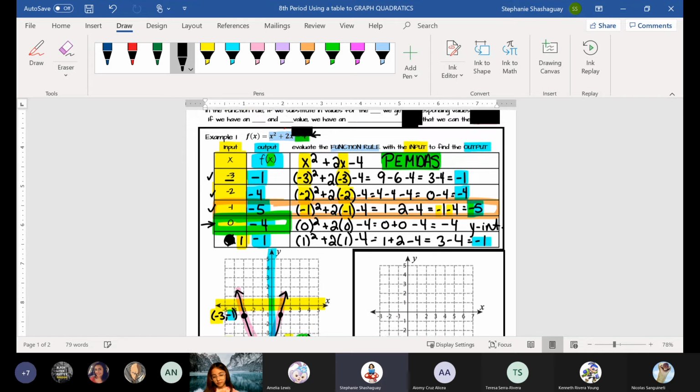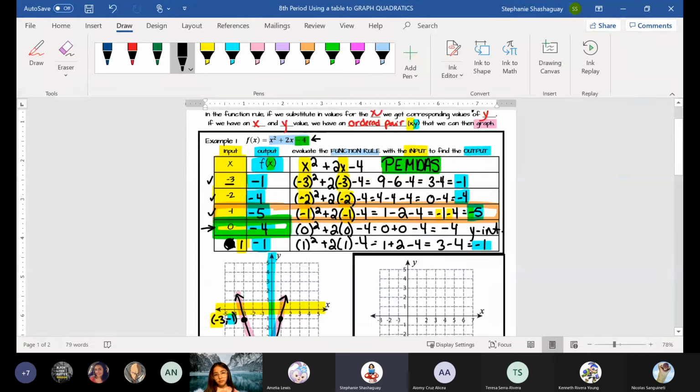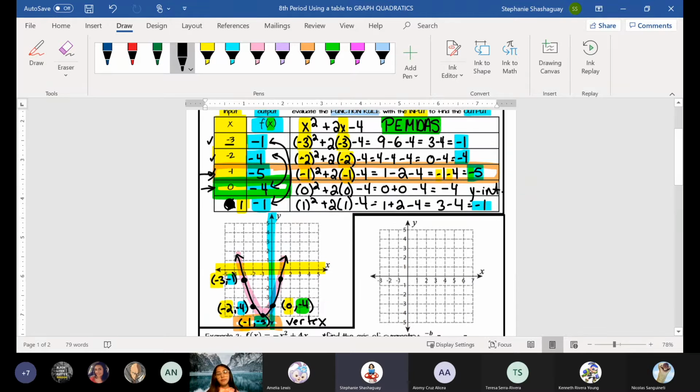And what do we notice in the table that happens on either side of our vertex? They're symmetrical. So once we find our vertex right here, then we know that the values above and below our vertex should be symmetrical. So we can use that information to help us when we're trying to graph a quadratic function.